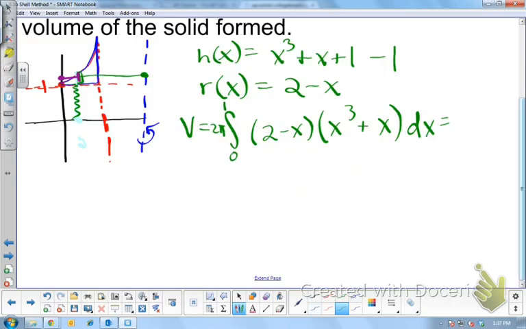About 29 pi over 15. Can anyone confirm that? Yep. Anyone else get the same thing? Okay. Yes. 29 pi over 15 is our final answer then.